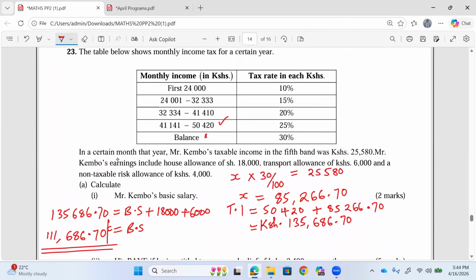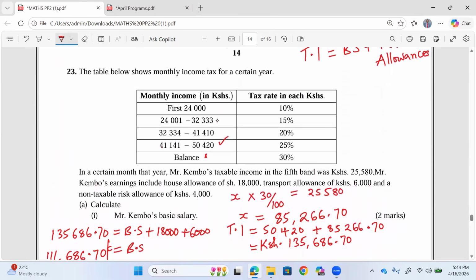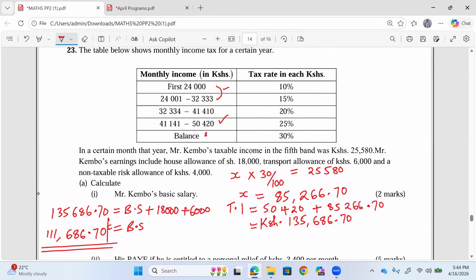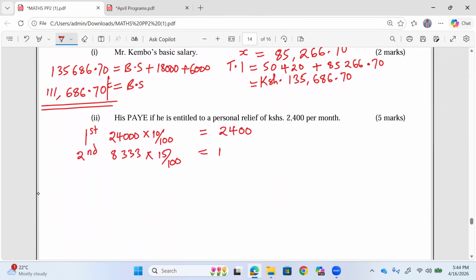Then in the second bracket, what lies there? We pick this limit and we subtract the previous one, 32,333, and we subtract 24,000. This is going to be 8,333 at the rate of, is it 15? You can check that. At the rate of 15, this is 1,249.95.